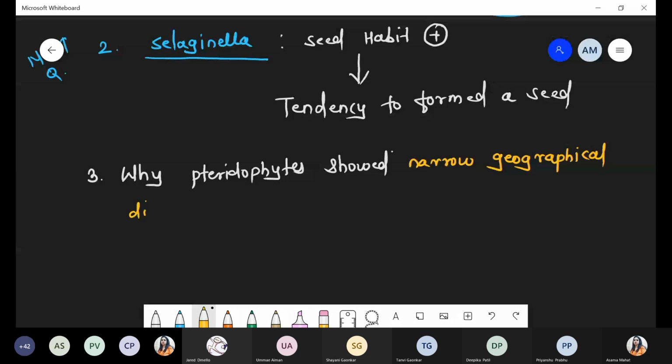Could you tell me the answer if you know? Means Pteridophyta is not present everywhere. They have very narrow limitations. Why do we say they are present in a narrow geographical distribution? Due to requirement of water. Very good, Suhas. Is there any other reason? Half the answer is correct. I want another one.